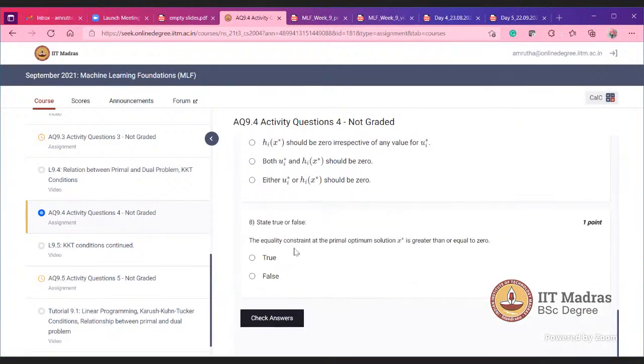This is a simple case where, since it is already given as an equality constraint, at the primal optimum solution x star is greater than or equal to 0. So the statement is false, because it will be equal to 0.